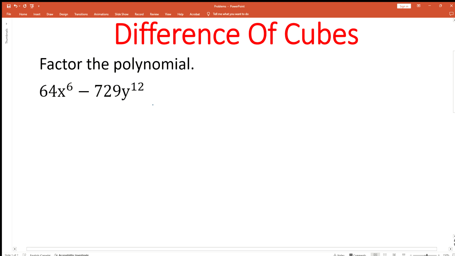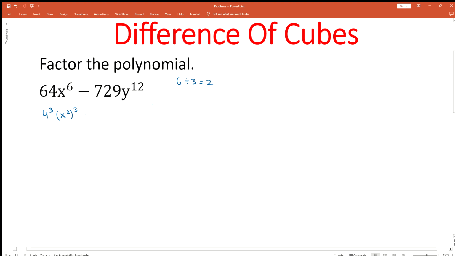The cube root of 64 is 4. So we can write 64 as 4 cubed. We can write x to the power 6 as a cube term as x squared cubed, because 6 divided by 3 is equal to 2. This is a very important step we need to understand and memorize.